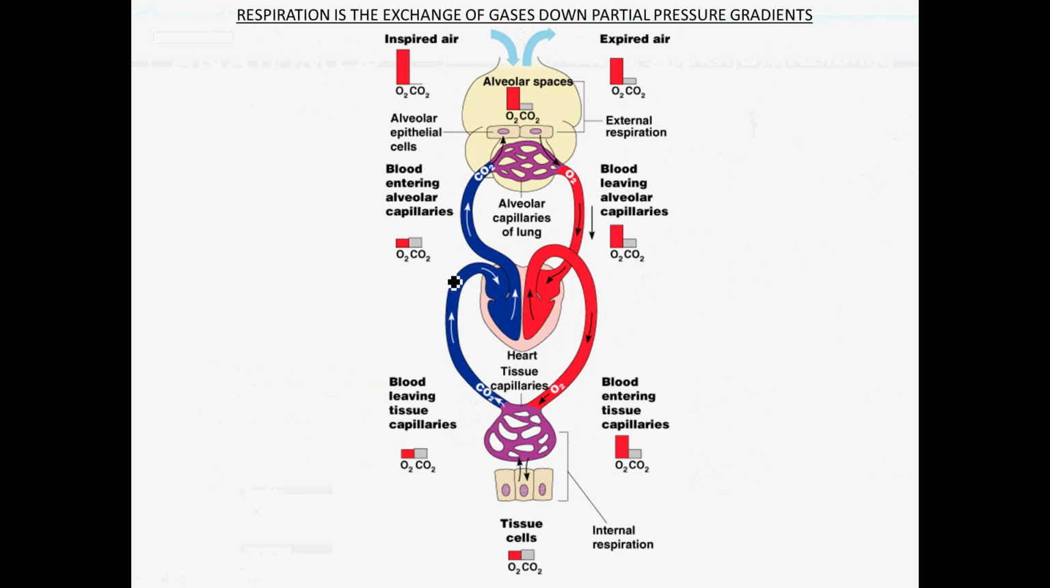In previous screencasts, we talked about external respiration, that is the exchange of oxygen gas from the alveolar spaces into the pulmonary capillaries, and also internal respiration, the exchange of oxygen from the systemic capillaries into the cells for respiration. But what I want to focus on here is how that oxygen is actually transported in the blood in this systemic part of the circulation.